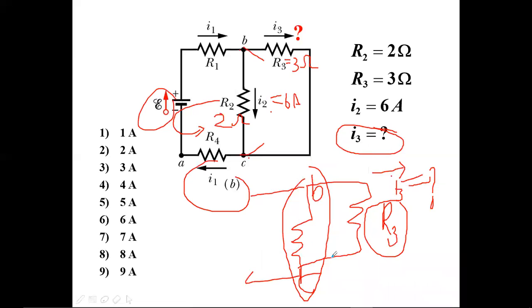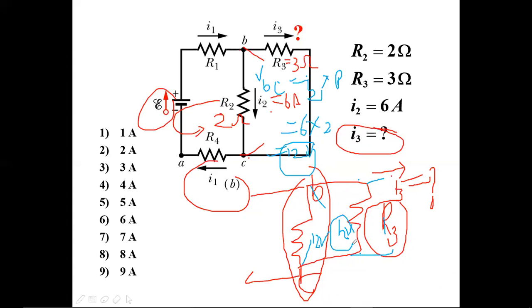The voltage across B and C, VBC, is nothing but I into R, that is I2 into R2. What is the value of I2? 6 is given, and R2 is 2. The value of VBC is 12 volts, right? Since 12 volts is there across BC, the same 12 volts will appear across R3 also, because the voltage in parallel is the same.